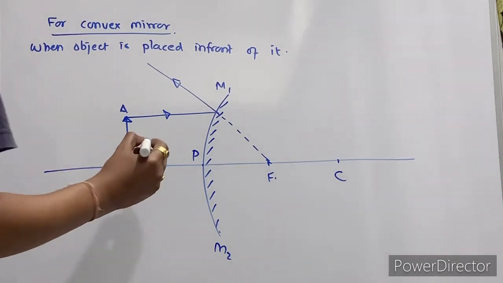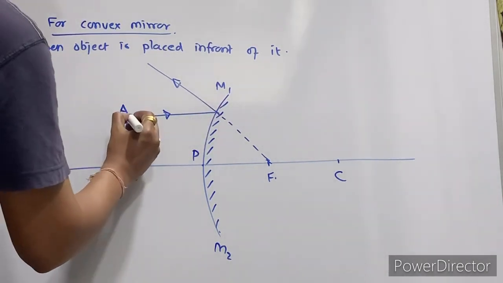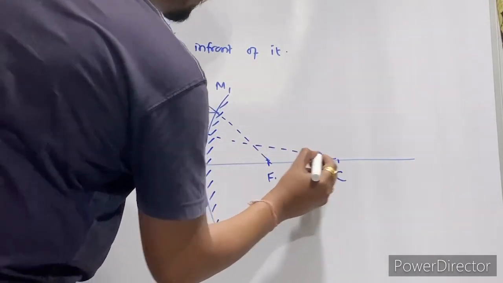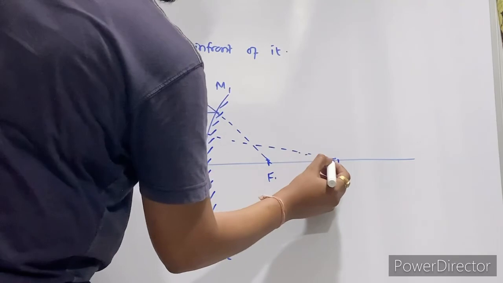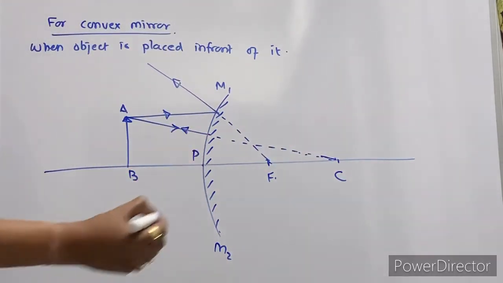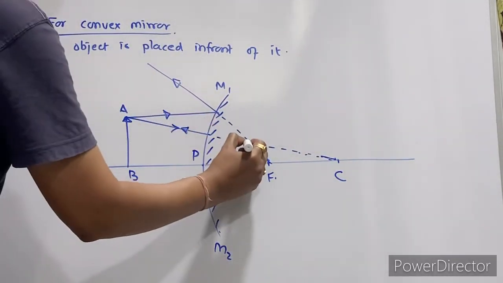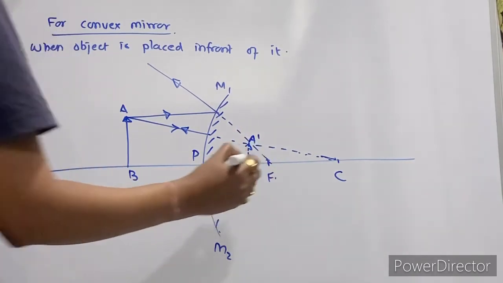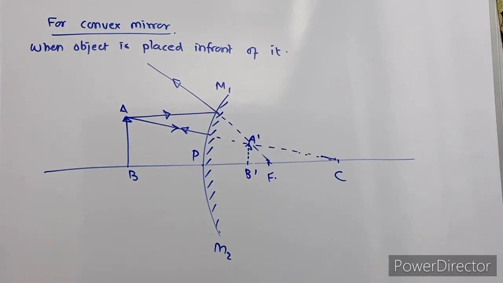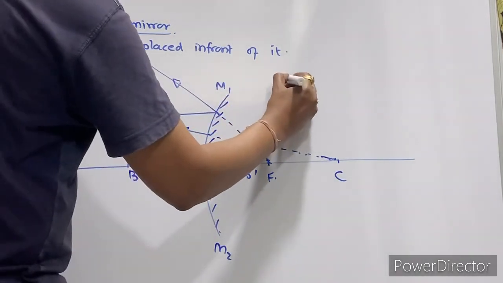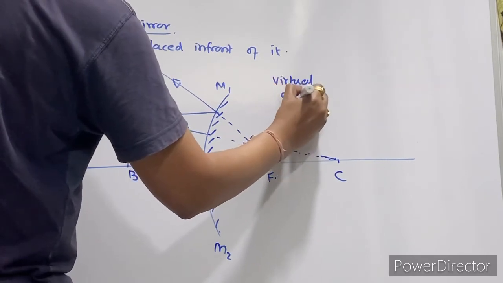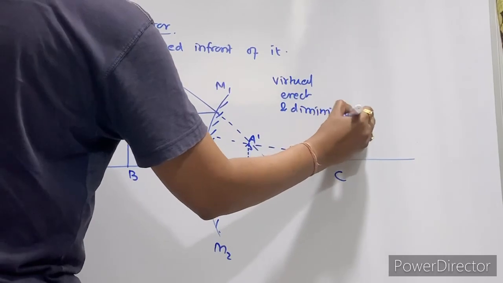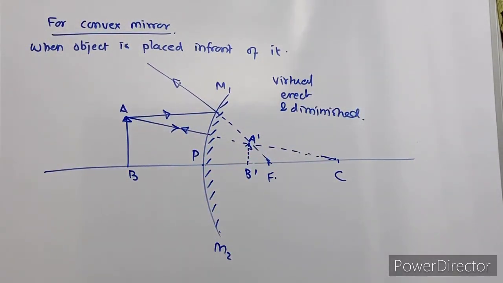Second ray, I will join this AC. Right? It will go like this. It will meet over here. This is the point where it meets. It gets reflected back. The point of intersection of these two will be your image A dash, B dash. Right? So the characteristic over here is virtual, erect, and diminished. The characteristic of the image will be virtual, erect and diminished.